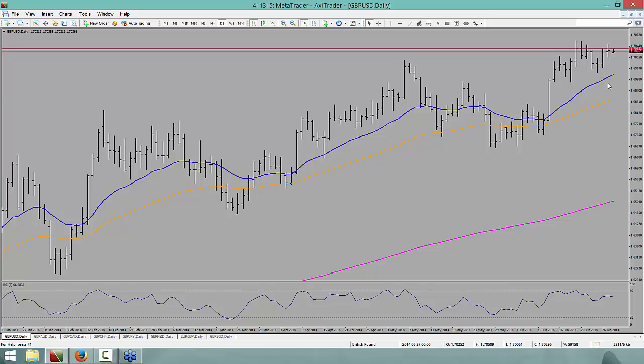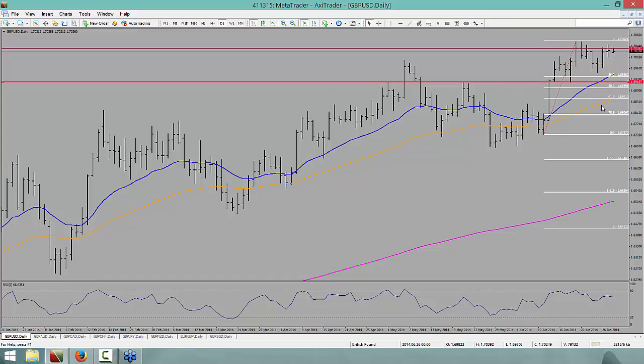I'd prefer to see a pullback, perhaps to this area here. Look for a pullback into there before getting on board. Somewhere in there is where you'd be targeting your potential entry for a long. I don't know if you'd be trading a phase 2 on this one because you don't have the divergence.